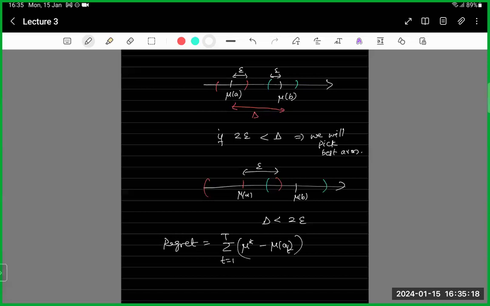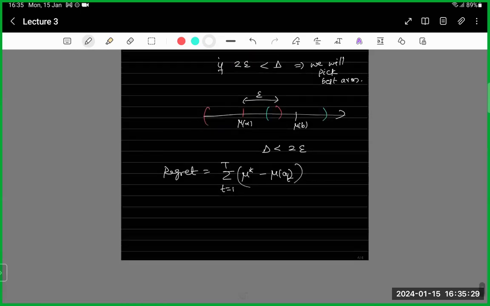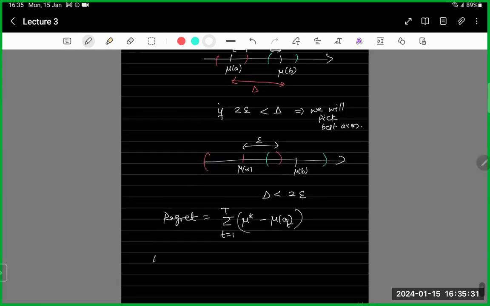We are exploring each arm m times. Then we have mu bar of A, mu bar of B. We just compare which is better. Then we play the arm for the rest of the time. And so now we want regret.